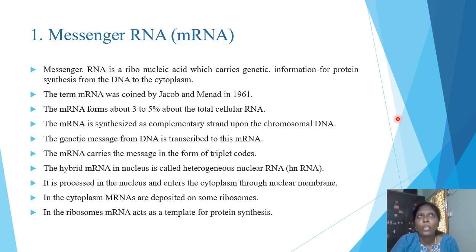So we already know what is transcription and translation. So DNA will be transcribed to mRNA. The mRNA carries the message in the form of triplet codon. Then there is an RNA called heterogeneous nuclear RNA, which is a hybrid of mRNA, or we can also say it is an intermediate from DNA to mRNA. It is processed in the nucleus and enters the cytoplasm through the nuclear membrane. So it has this name, heterogeneous nuclear RNA.